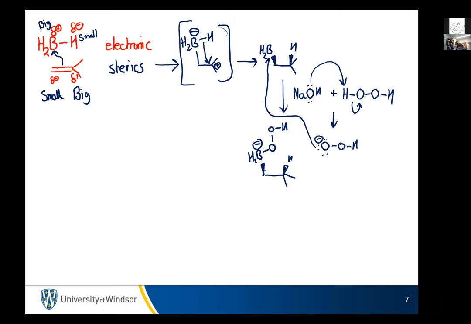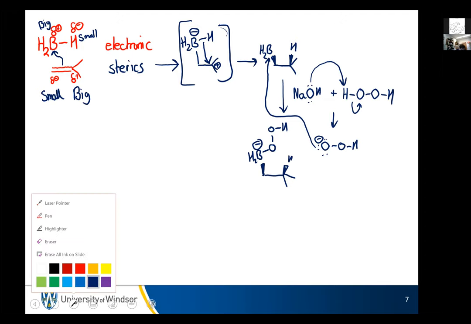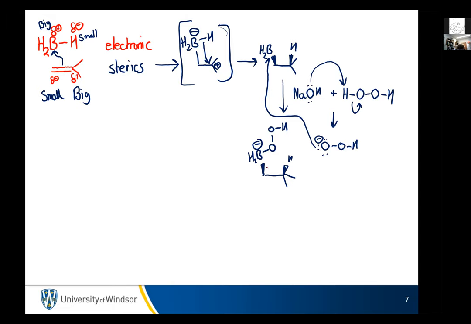And the way it's going to do that is by taking the two electrons in that boron-carbon bond, and we're going to shuffle them over, and they're going to attack the oxygen adjacent to it. So we're using the oxygen as an electrophile, which is just weird because it's oxygen. But there's reason to the madness.